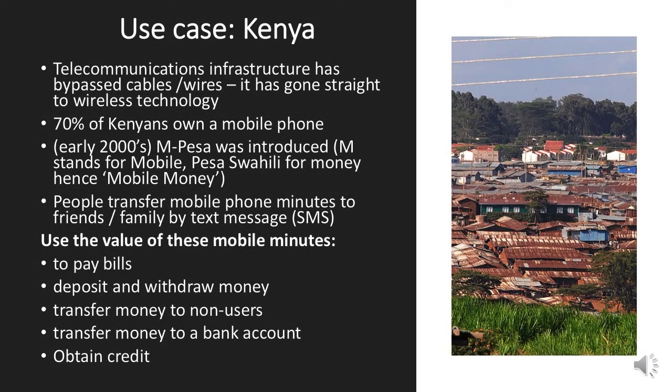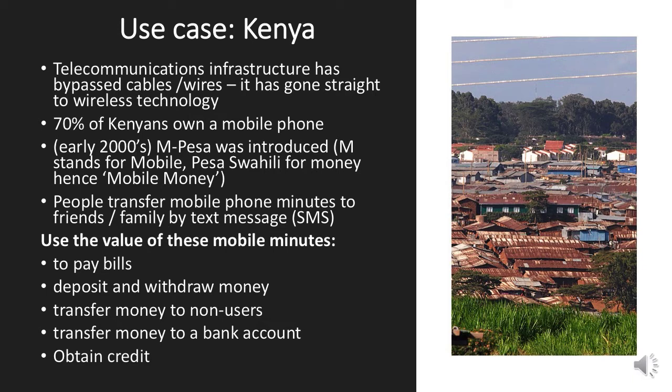There are a number of use cases we could refer to within the developing world, but here I'm only going to use one example, and that is Kenya. Telecommunications infrastructure has bypassed cables and wires. It has gone straight to wireless technology. 70% of Kenyans own a mobile phone.